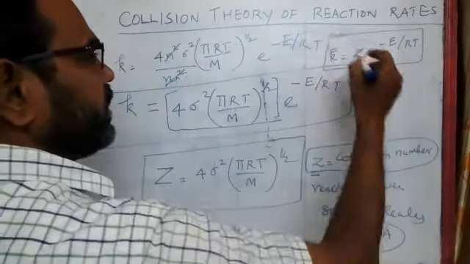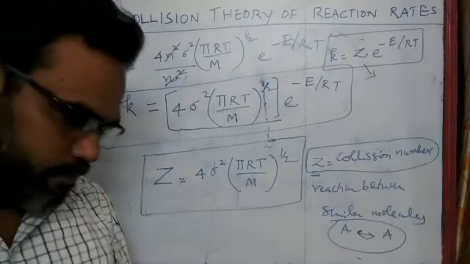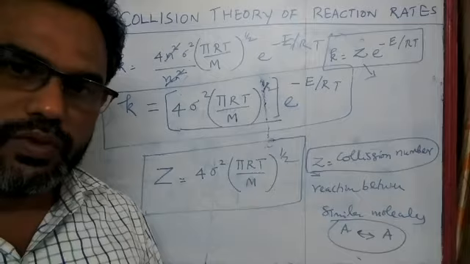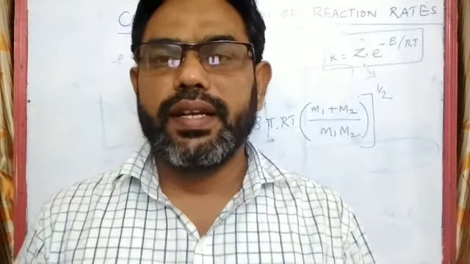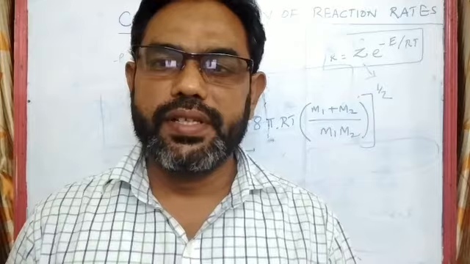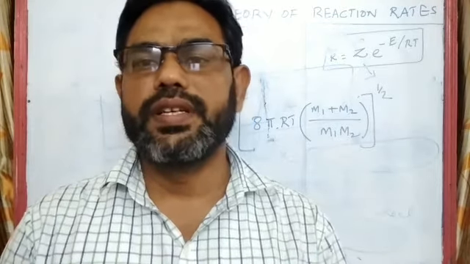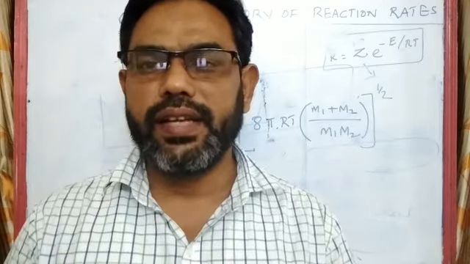So this is the simple collision theory, which explains the reaction rate. Now what is the test for the simple collision theory? What is the proof that this simple collision theory works? So this is verified on certain reactions.